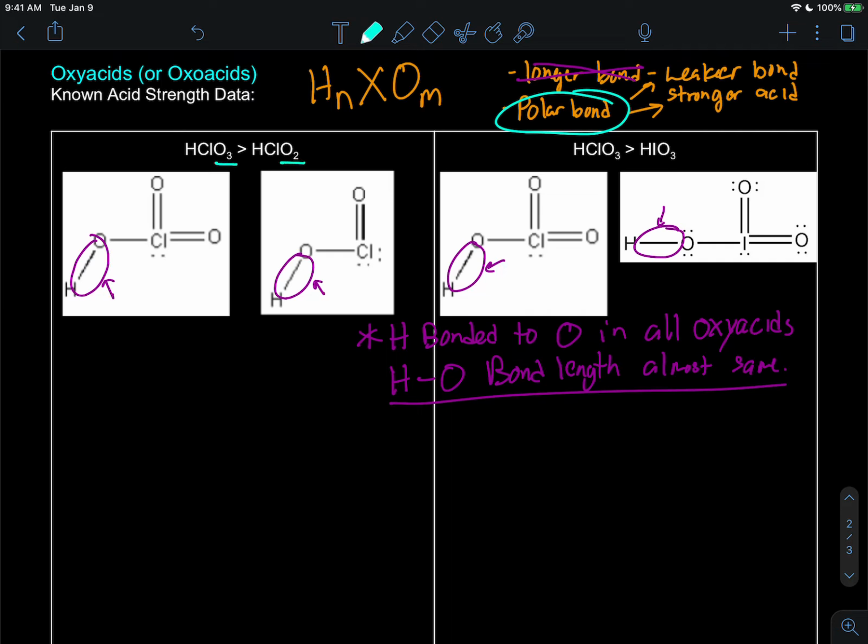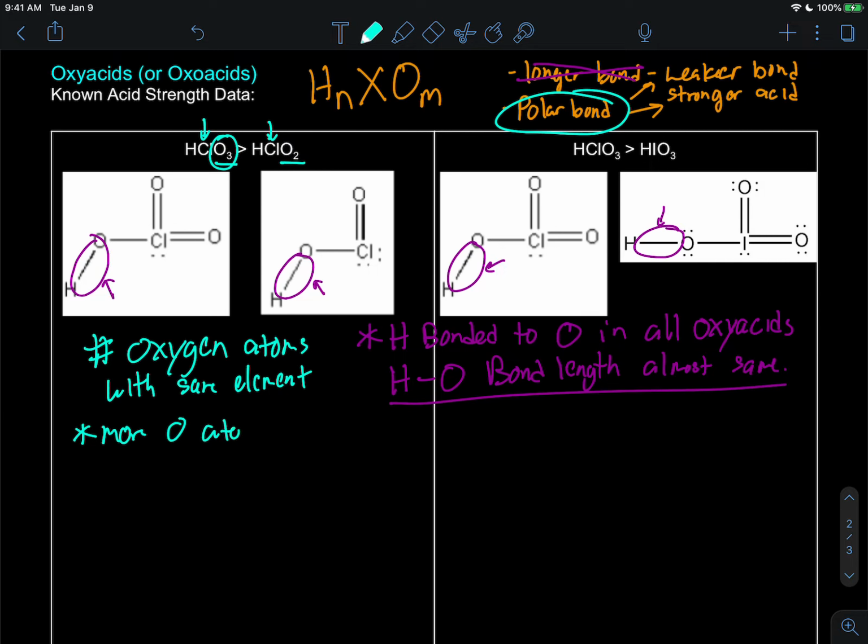Here, what we're comparing is the number of oxygen atoms, with the same element in our oxyacid. So again, we're comparing chlorine and chlorine with 2 versus 3 oxygen atoms. And what we'll notice here is the one that has more oxygen atoms is a stronger acid. And we think, why would more oxygen atoms lead to a stronger acid?